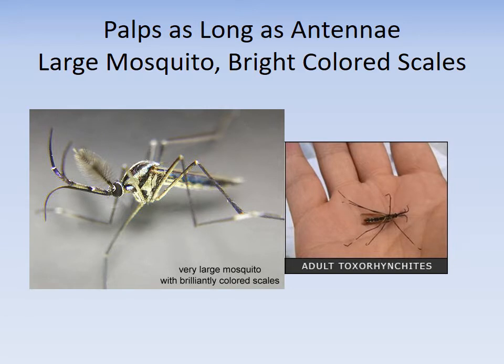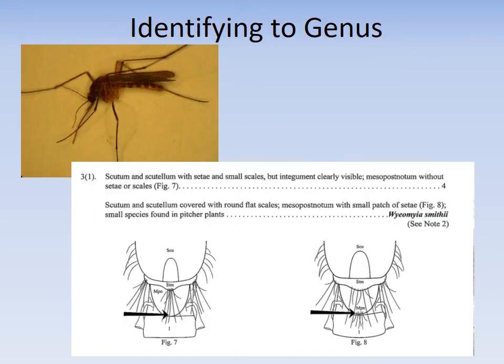Well, the Toxorynchides, we don't see much of them, so I'm showing you this here. They are enormous mosquitoes, super large. They have these iridescent blue or purple colored scales on their thorax and legs and the palpi here, and they're just gigantic mosquitoes, with a very long curved proboscis. So our mosquito has palpi shorter than the proboscis, and so we are going to move on to couplet 3 to figure out what genus our specimen is.